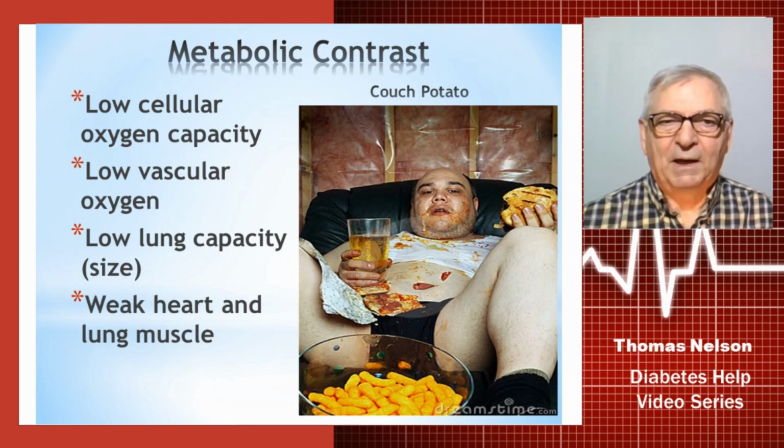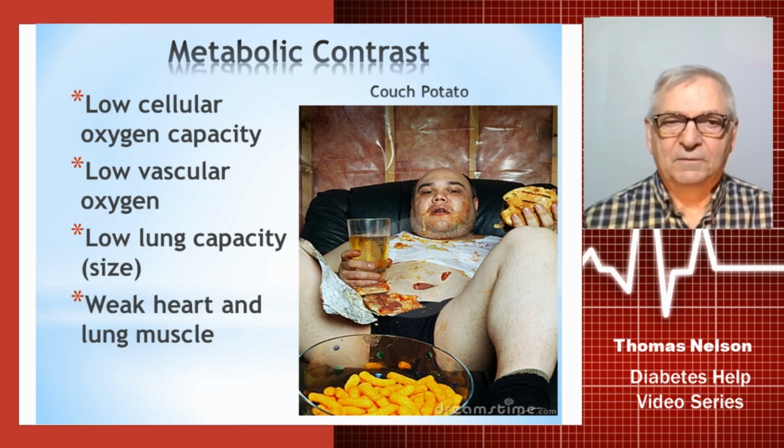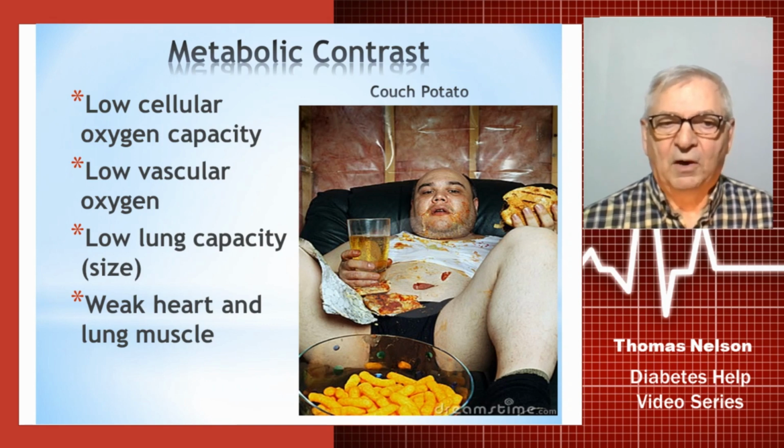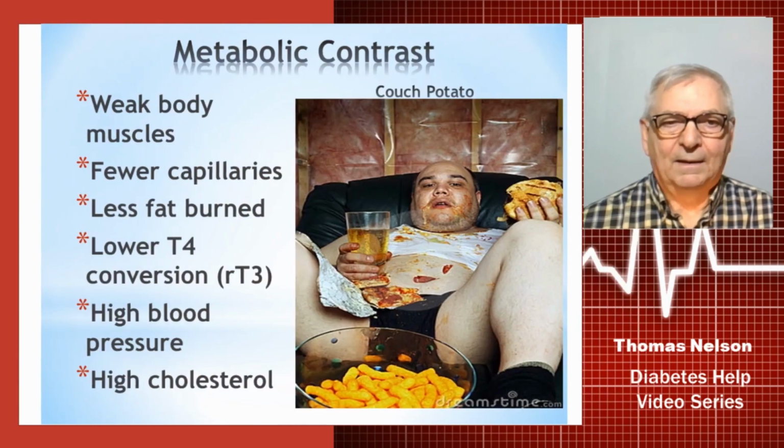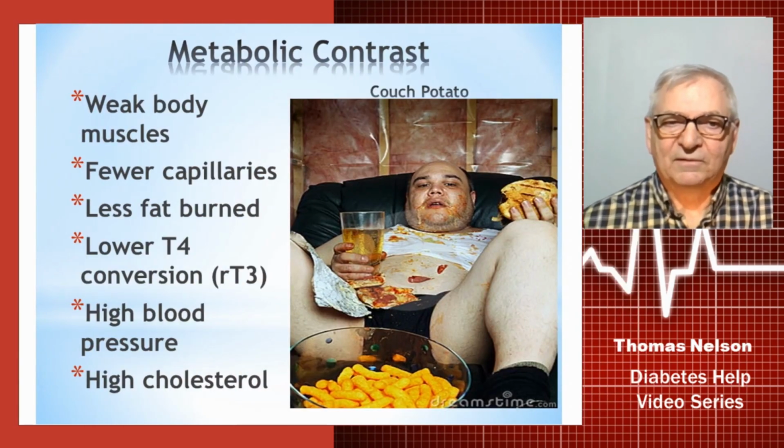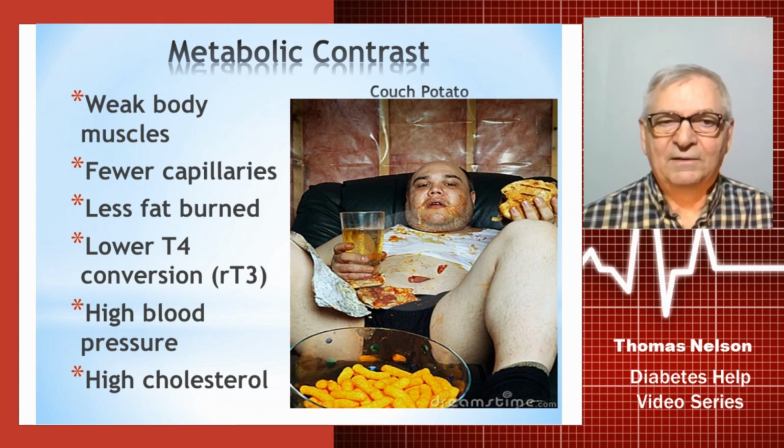Okay, we're going to do a metabolic contrast between a couch potato and Olympic athlete. For the couch potato, they have low cellular oxygen capacity, they have low vascular oxygen capacity, they have a very low lung capacity. The size of their lungs are significantly smaller. They have very few capillary vessels on the heart to pick up oxygen. They have a weak heart and they have very weak lung muscles, and they have very weak body muscles. They have very few capillaries on their lungs to pick up oxygen. They burn less fat, and they have a lower T4 conversion.